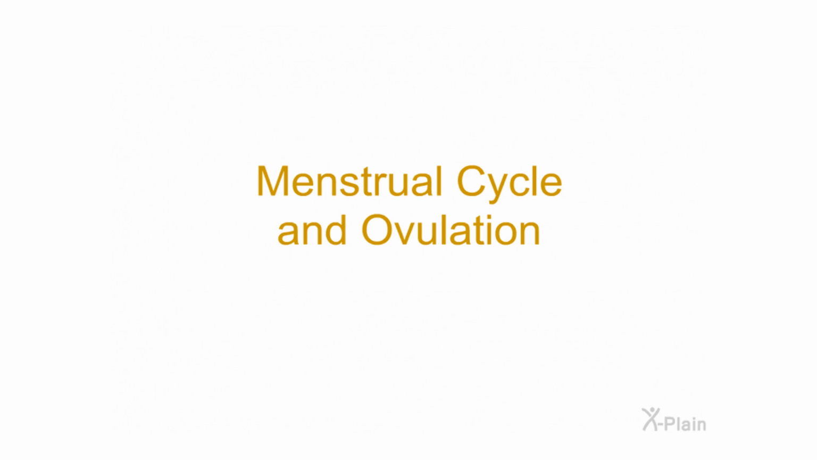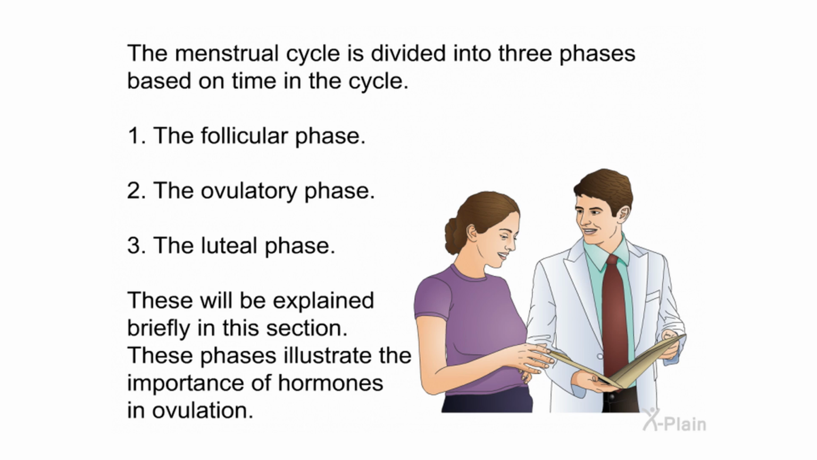Menstrual cycle and ovulation. The menstrual cycle is divided into 3 phases based on time in the cycle. 1. The follicular phase. 2. The ovulatory phase. 3. The luteal phase. These will be explained briefly in this section. These phases illustrate the importance of hormones in ovulation.